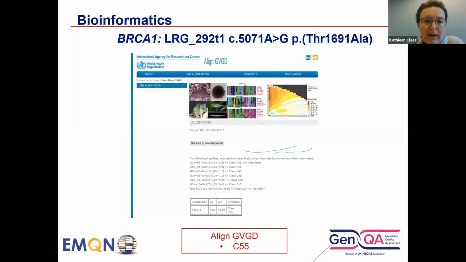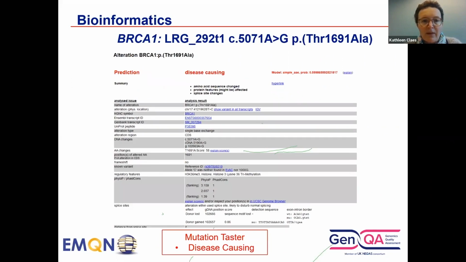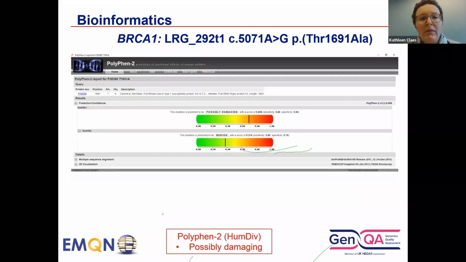Bioinformatics then, well, there is Align GVGD that you can use, and here you see that the variant gets a quite high score. It's C55, which tends towards a pathogenic effect. Generally, it's advised with this program to be careful starting from C35. Predictions in SIFT are that it affects protein function. Then in MutationTaster, it says that it's also disease causing. PolyPhen-2 is one that we like a lot, but here you see it's possibly damaging and benign, so it's also not very helpful. But as stressed by Emma before, the bioinformatics tools should not weigh too much in your classification system.